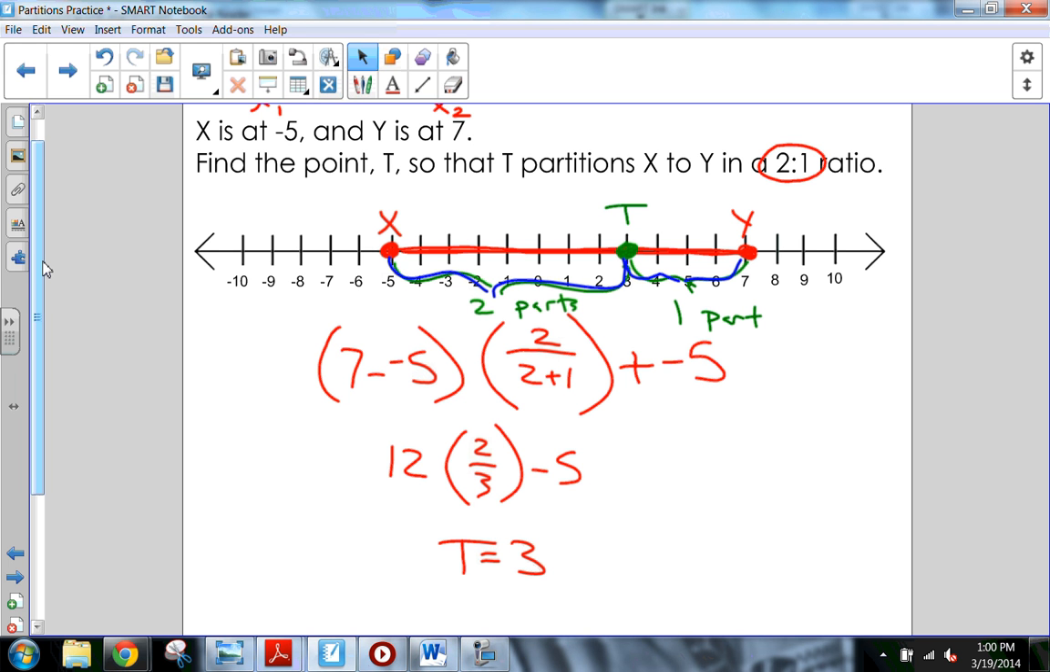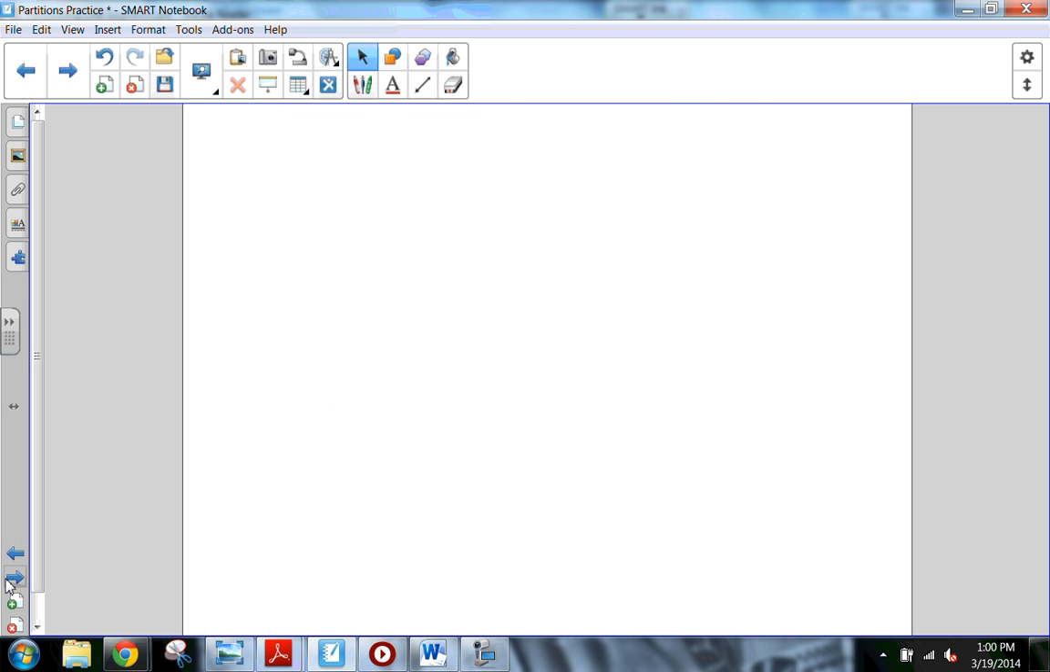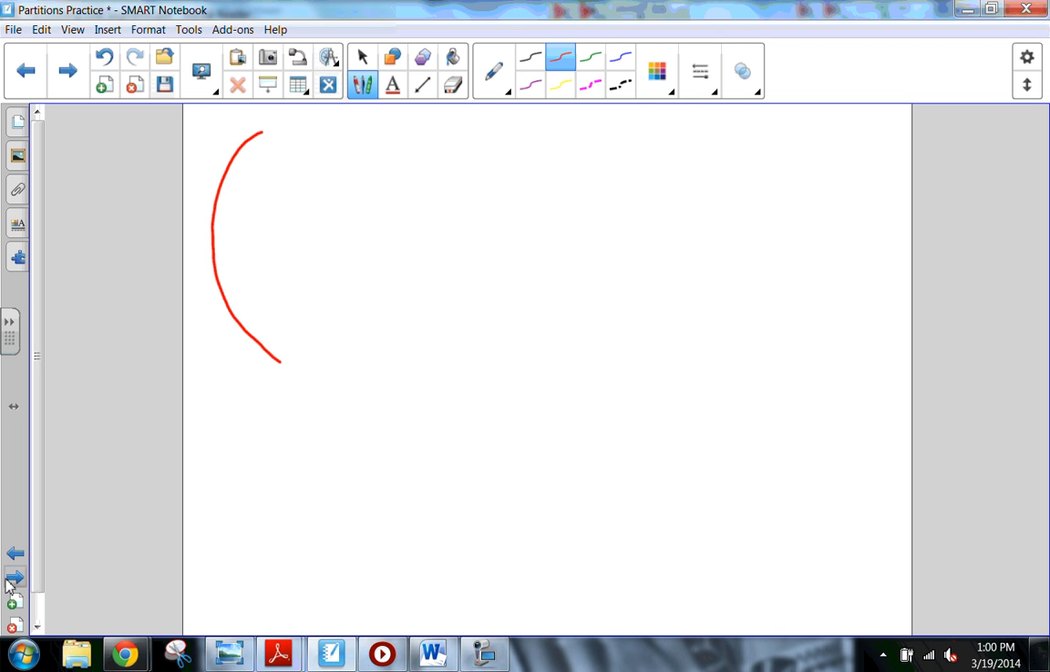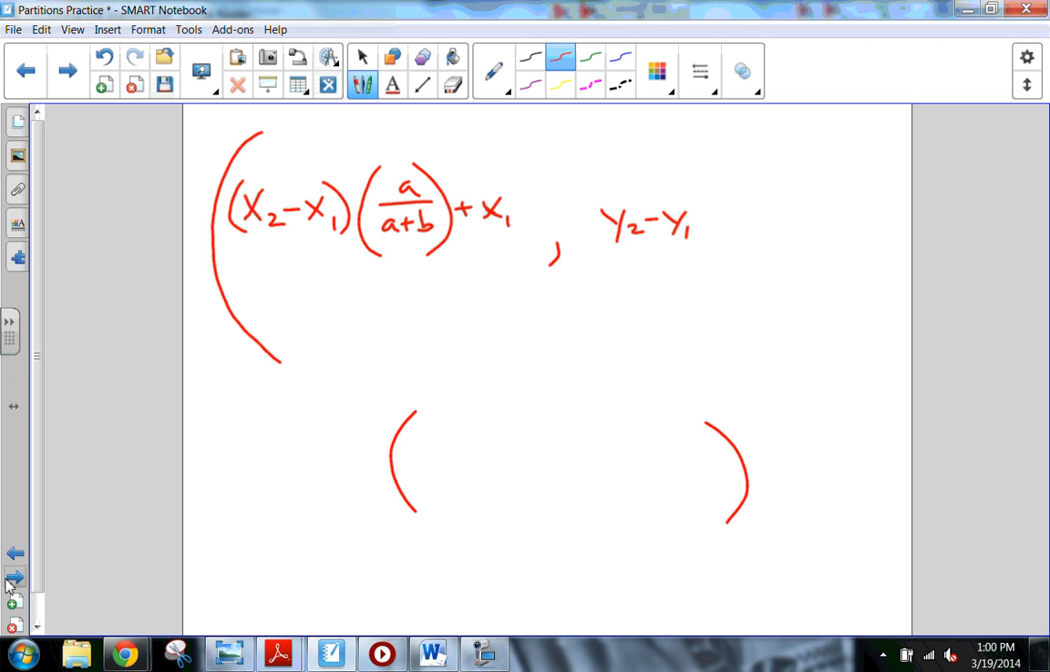Most of the examples are similar. We will also partition 2-dimensional line segments, and when we do, it will be just like the midpoint formula, where we do the x's on one side. It will literally look like this: x2 minus x1 times the formula you just did, on one side of the coordinate pair. And the other side of the coordinate pair will be this: y2 minus y1 times a over a plus b, plus y1.